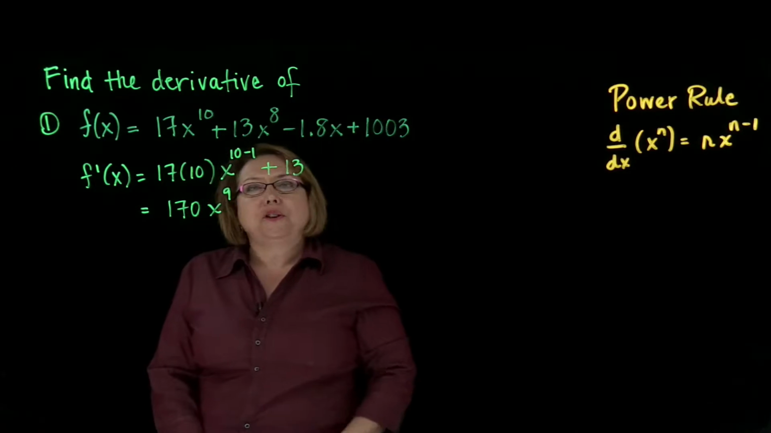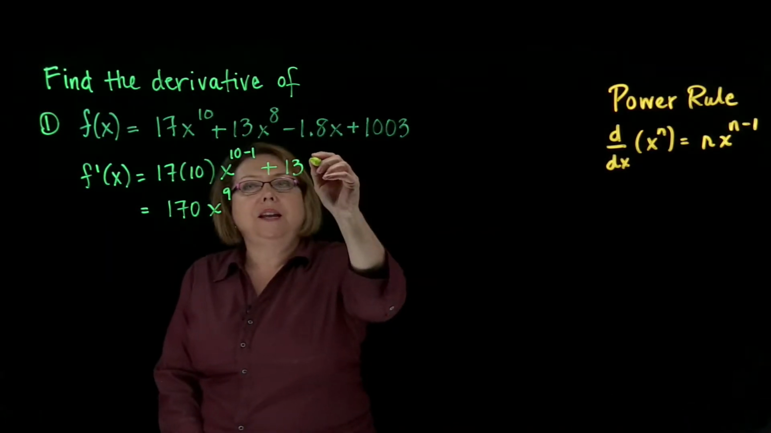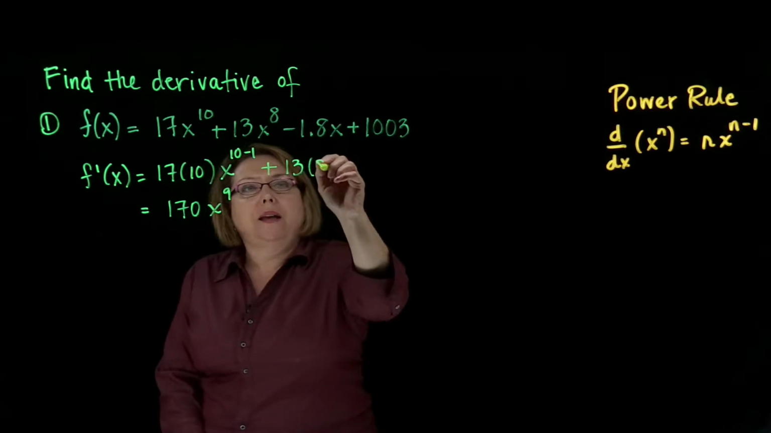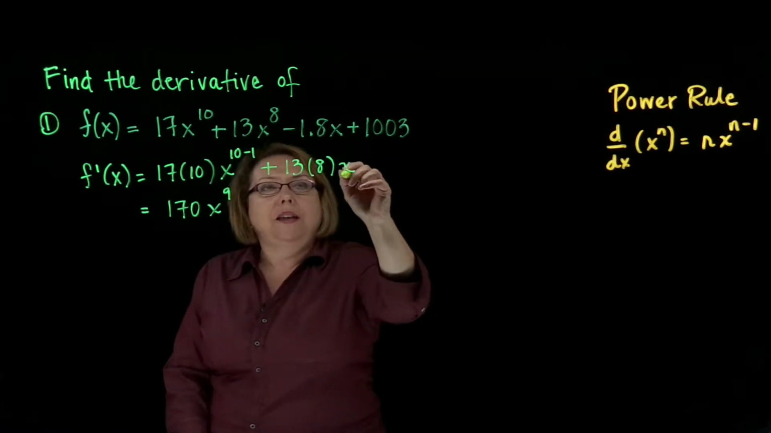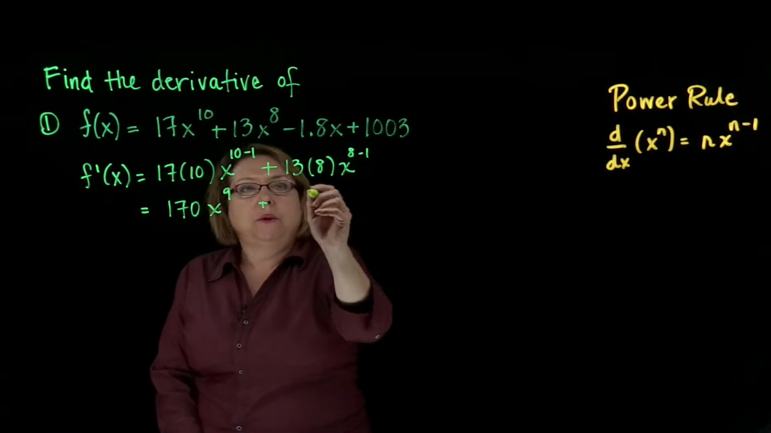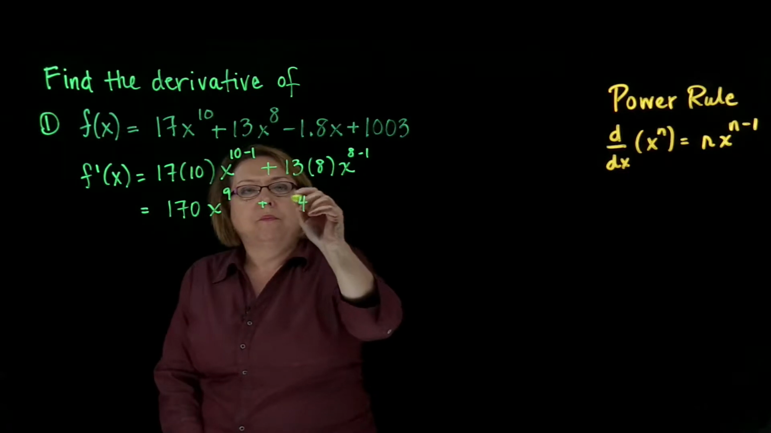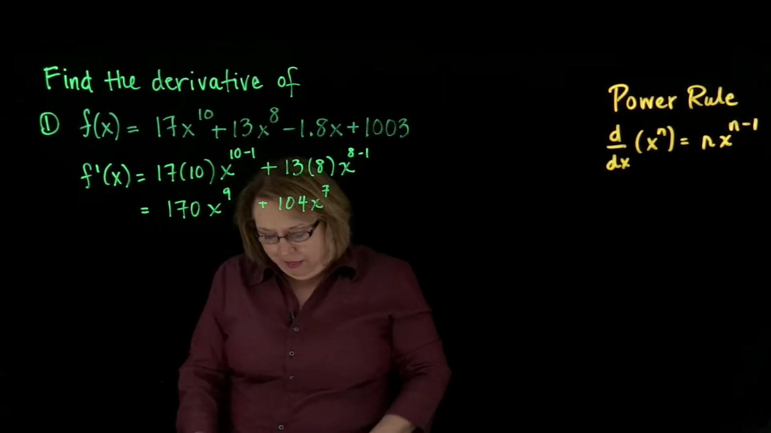So for the second term here, 13x to the 8th, to take the derivative, we'll take the 13 and then multiply that by the power that we're bringing down, which is 8, and then x to the 8 minus 1. So this will be 104 x to the 7th.